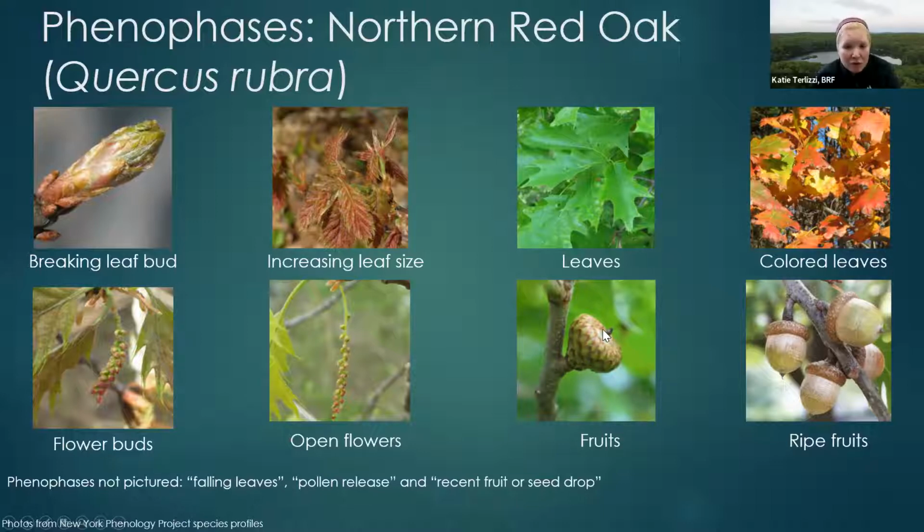So it is possible that when we go out and look at these trees on Saturday, we might see these little nubbins of an acorn, and then by September there'll be ripe fruits, and they fall sometime late September, early October.